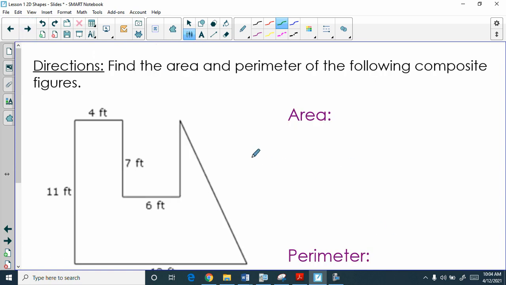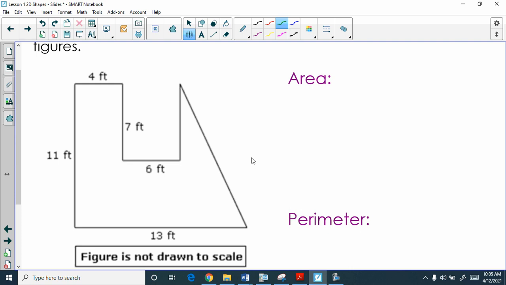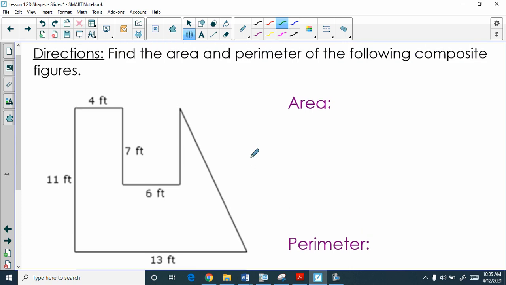Okay, here again, we're looking for area and perimeter. Again, this is another composite shape, so you just got to break it down. So I'm going to draw in some lines here. I've got a rectangle there, and I've got a triangle up here and a trapezoid at the bottom.